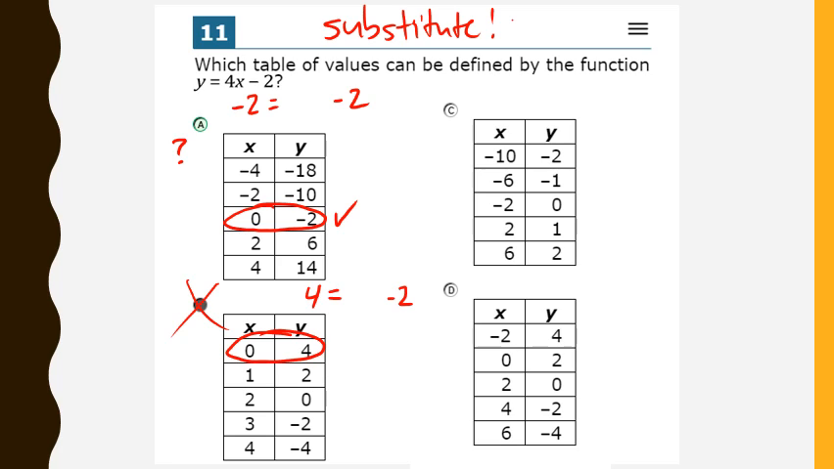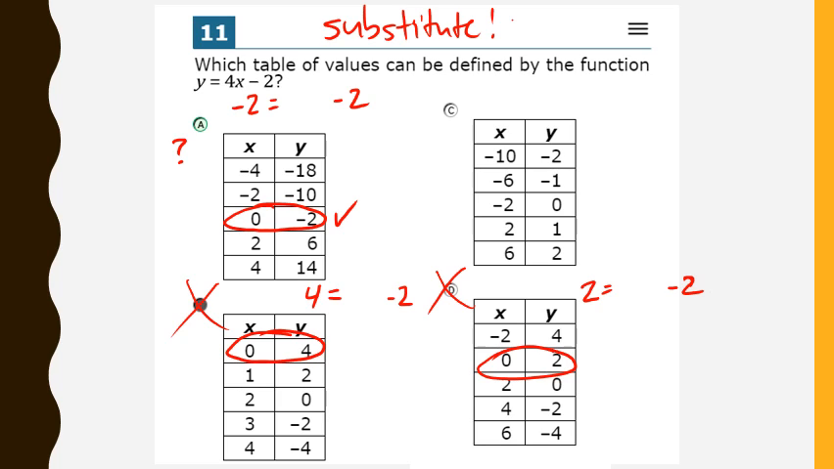I spy with my little eye another easy point to plug in. That's 0 and 2. So y is 2 and x is 0. So wherever I see an x, I plug in a 0 here. Now, once I get this particular one solved, I know that 4 times 0, like in the last 3 examples, cancels out. And I'm left with 2 is equal to -2. Not a true statement, so it can't be this particular table.